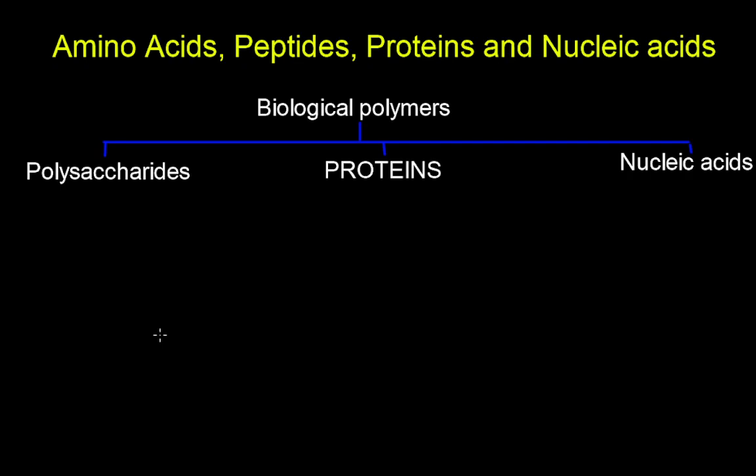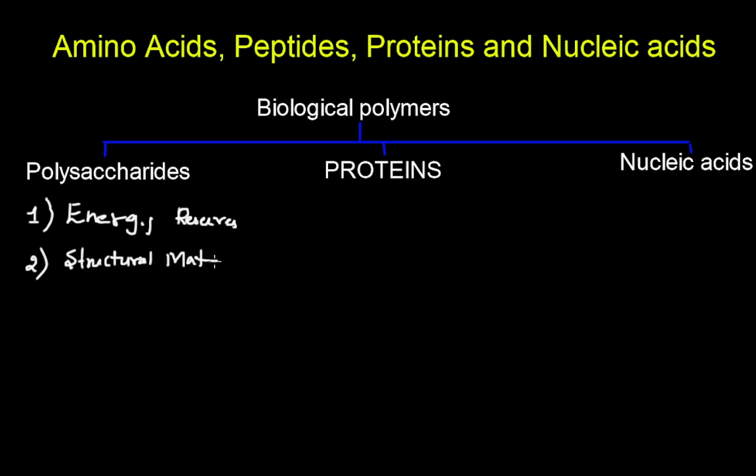Essentially there are three important biological polymers. The first is polysaccharides. Polysaccharides function primarily as energy reserves. They are, in plants, they function as structural materials. And nucleic acids, their primary function is storage and transmission of information.